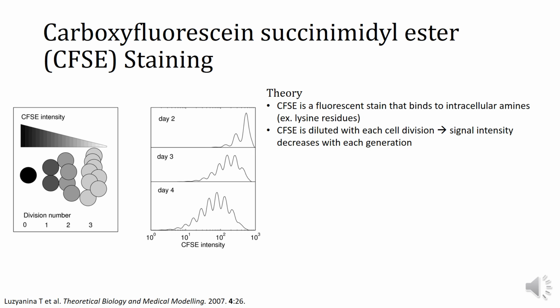The theory behind CFSE is that it's a fluorescent stain that binds to intracellular amines, so lysine residues, other amino acids, things like that. And CFSE, because it's present in the cytoplasm, is diluted with each cell division. So as you can see from this figure, the signal intensity decreases with each generation of cells proliferated.